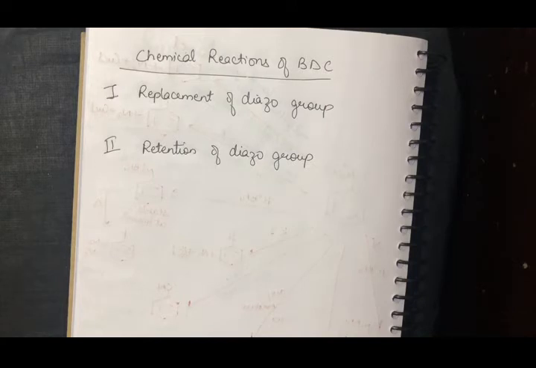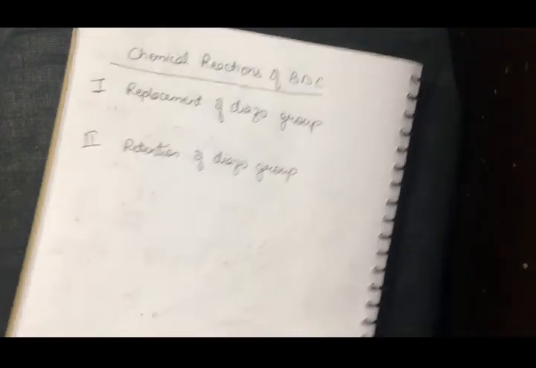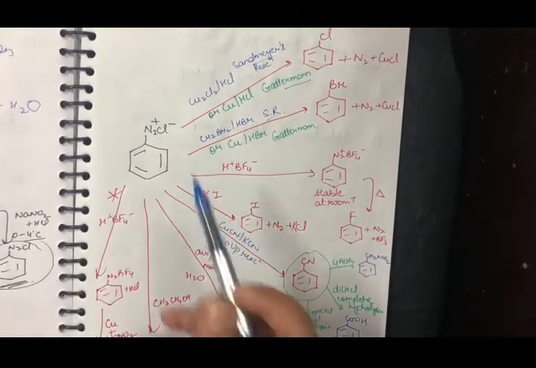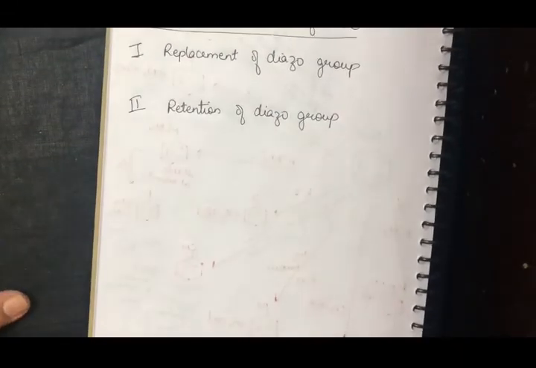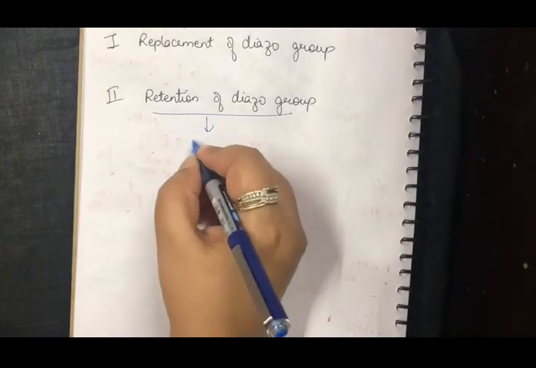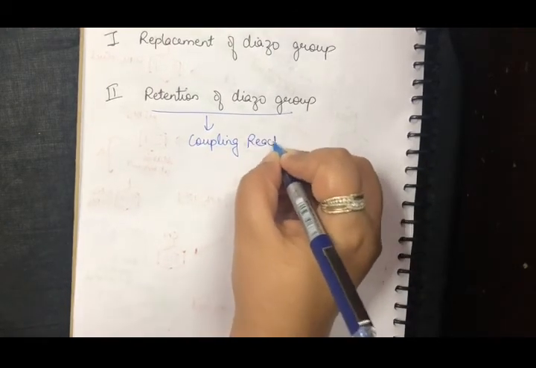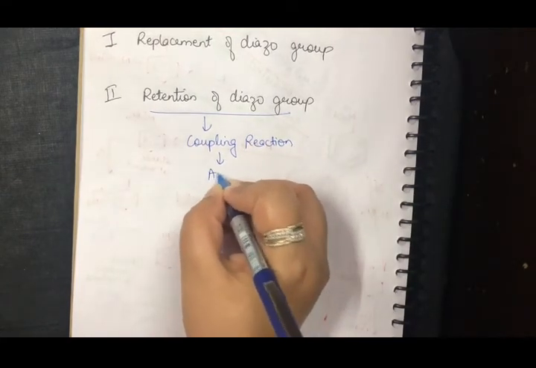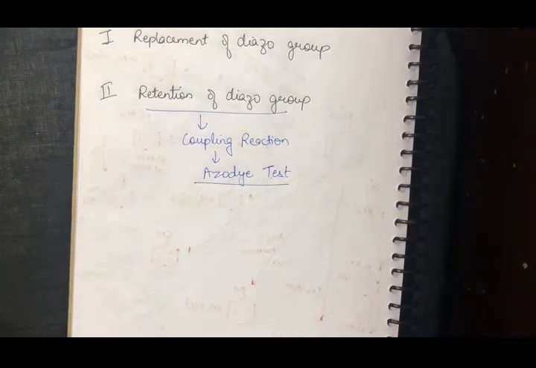The chemical reactions of benzene diazonium chloride are divided into two categories. The first is the replacement of the diazo group that we have done just now, wherein the entire N2 group was being substituted by some other group, right? Now the second is the retention of the diazo group. There are two and only two but main reactions under this category, which includes the type of reaction called the coupling reaction, or the azo-dye reaction, or we call it the azo-dye test. It would again be very helpful for you in doing some distinguishing tests.